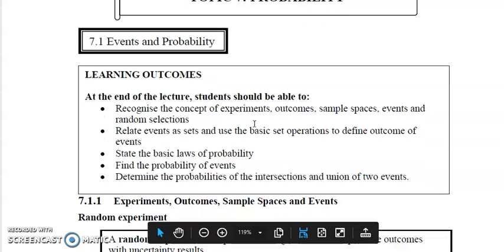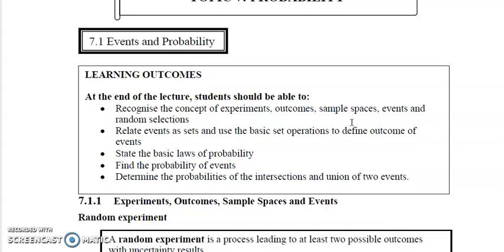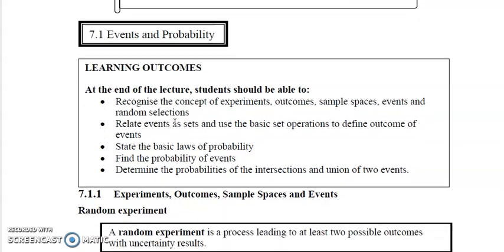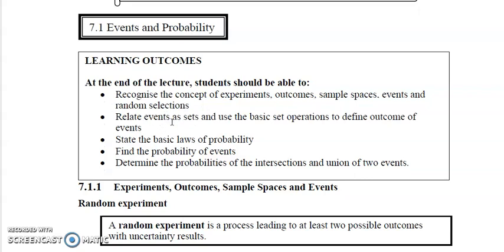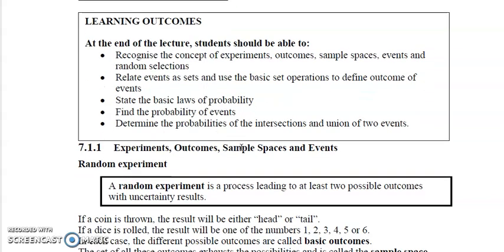Recognize the concept of experiments, outcomes, sample space, events, and random variables. Relate events as a set and use the basic set operations to define outcomes of events. State the basic laws of probability. Find the probability of events and determine the probabilities of the intersection and union of two events.